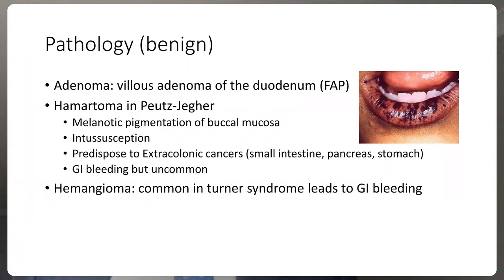In the mucous membrane, these lesions are totally benign, but these patients have been found to have a high risk for developing a variety of cancers, mainly extracolonic cancers, and in particular cancer of the small bowel, the pancreas, the stomach, and possibly the ovaries.